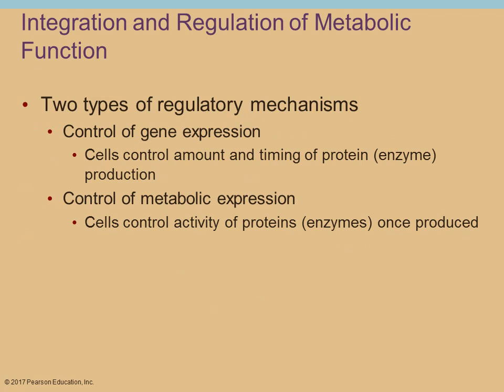Now, there's different ways of controlling and regulating mechanisms. One is with gene expression. You're controlling the amount of protein production, the amount of enzyme production. Like I say, don't even make the enzyme if you don't need it. And the other way of controlling is by metabolic expression. And that's where you're still making the enzyme, but this would be an example of where once you've produced enough product, shut it down.